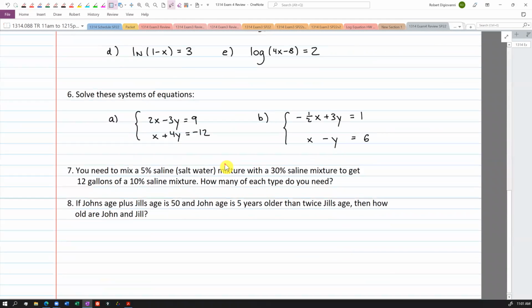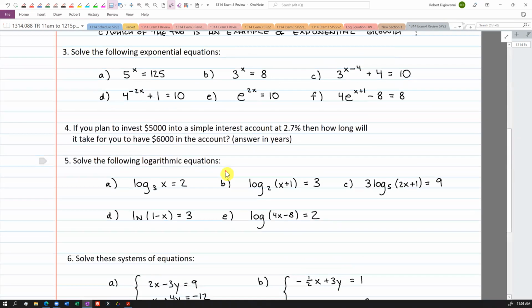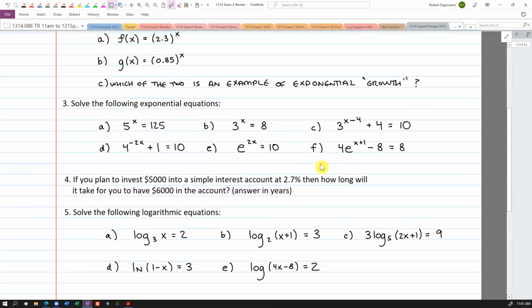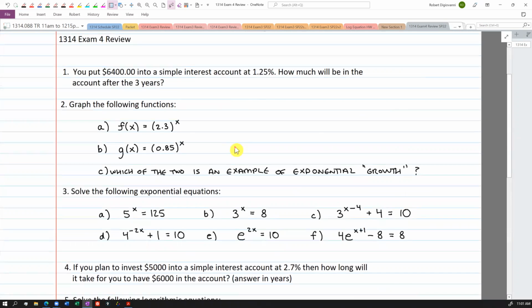This is not the length of the test. I don't think I'm going to give you 5 log equations to solve. This is just to give you a variety. And same with the exponential equations. I don't know if I'll give you that many. Again, I wanted to give you a sample to work through. The length of the test will be what I feel you should be able to finish in the hour and 15 minutes that we're here in class. So, all right, let's go through this.